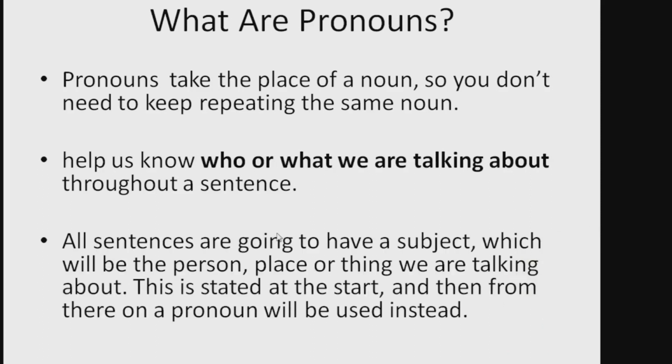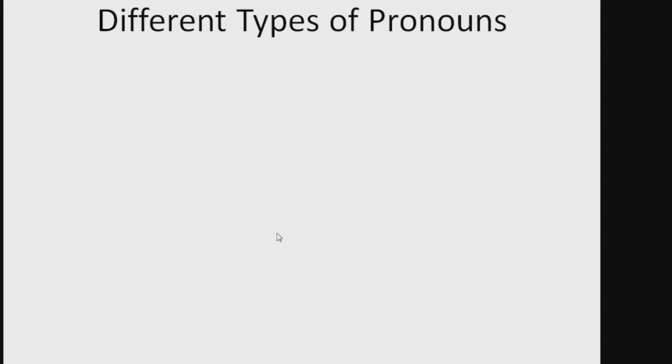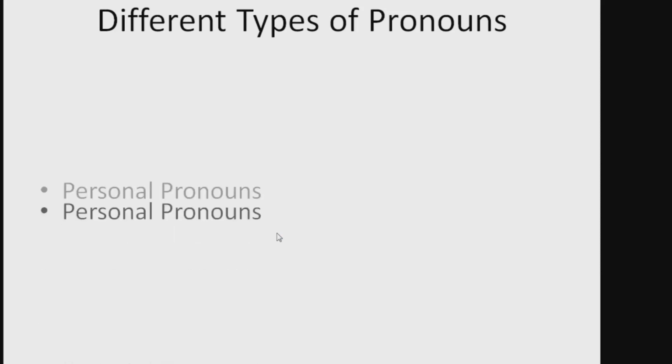So all sentences are going to have a subject, and that's going to be a person, a place, a thing that we're talking about, and we'll state that at the start, kind of like we do in Japanese with the subject wa, watashi wa. But then as the sentence goes on, we don't have to keep saying watashi, watashi, watashi. We would replace that with a pronoun, although technically watashi is a pronoun. Bit confusing.